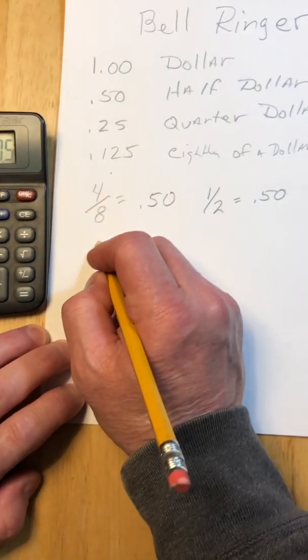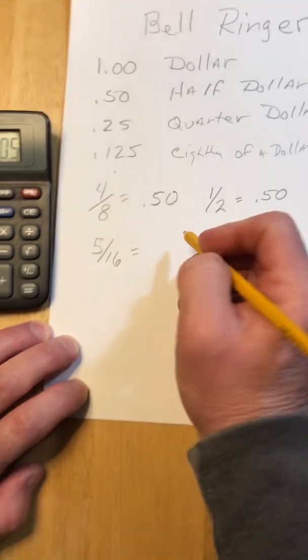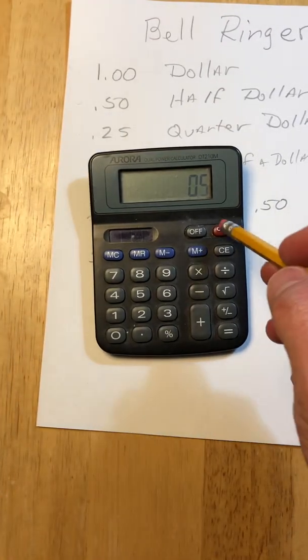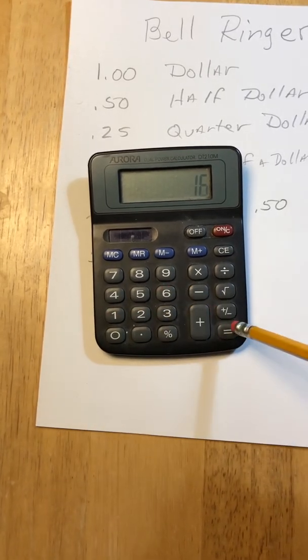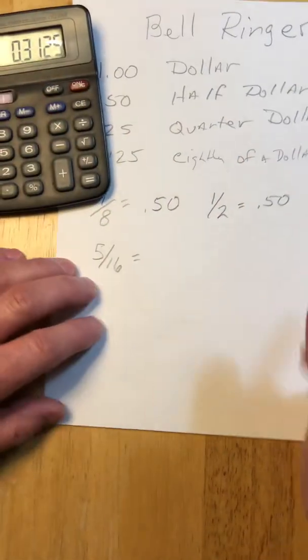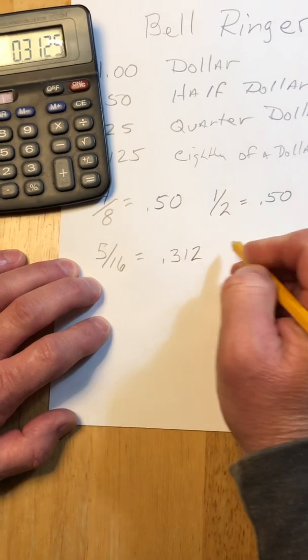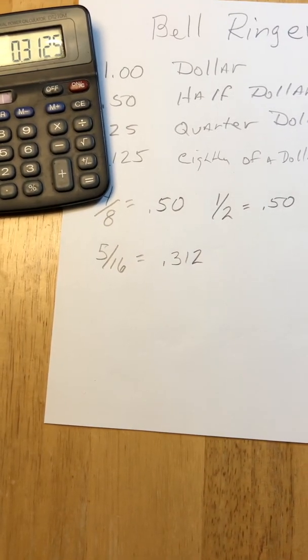Let's do 5/16. This is one of your questions. Get our calculator back out. 5 divided by 16 equals 0.312. We can just stop at 312. 0.312, and that is 5/16. Okay, so that's one of them.